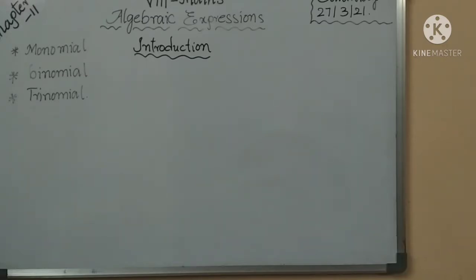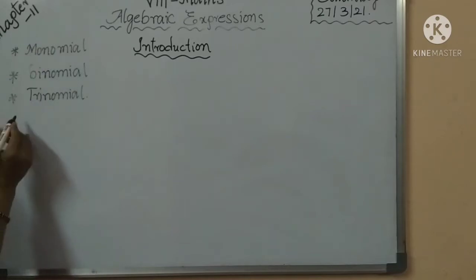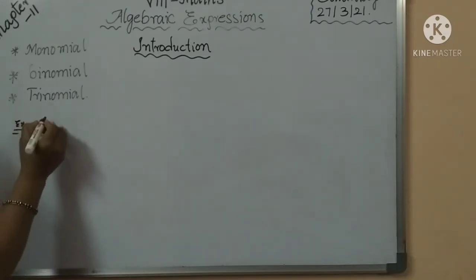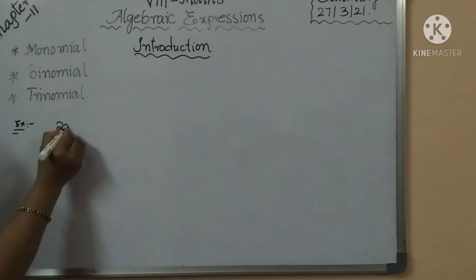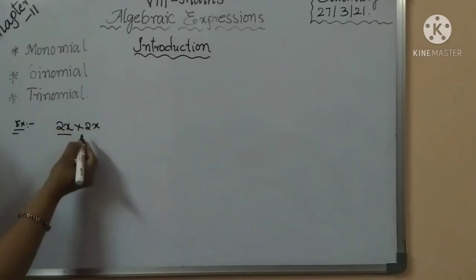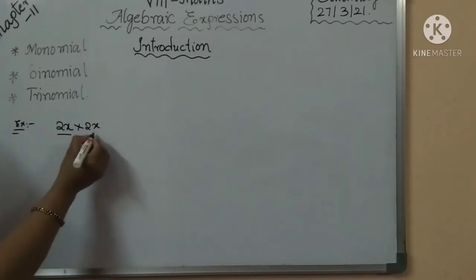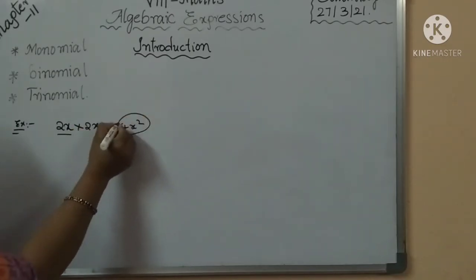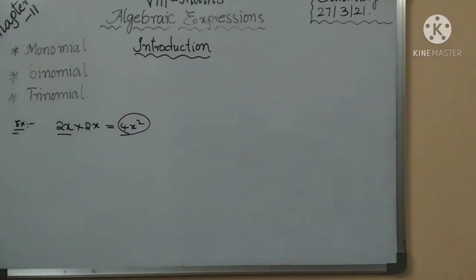So for example, the first example is the monomial. A monomial multiplied by another monomial. Monomial means a single term only. For example, 2x into 2x square: 2 twos are 4, x into x square. Only a single term is there, so it is a monomial. The product of two monomials equals a monomial.